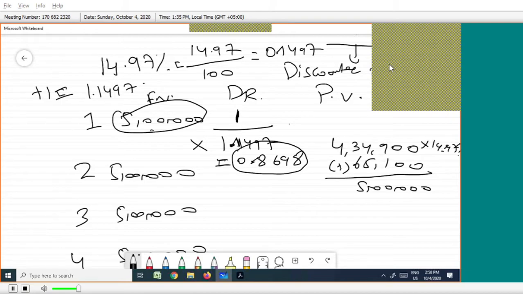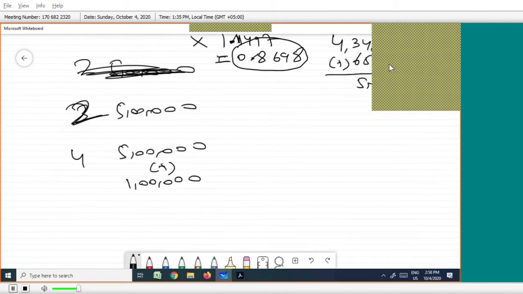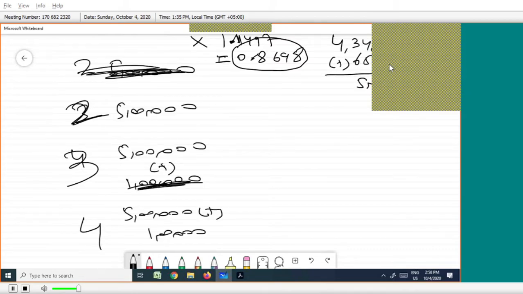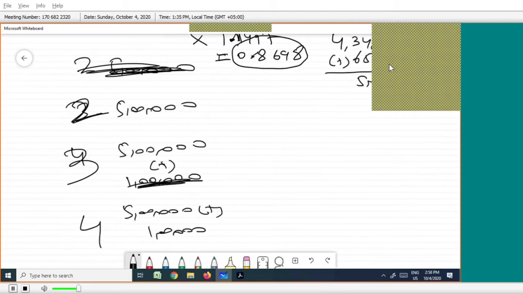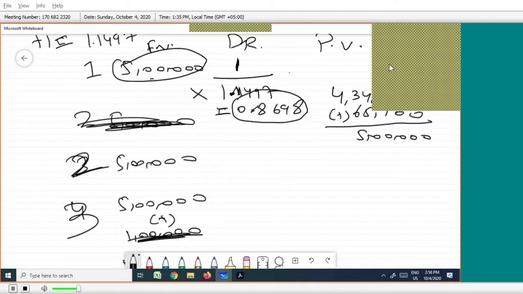Okay? Now do it for the second year. Then third year, then fourth year. So 5 lakh plus 1 lakh rupees. I will work it out for the second year also.